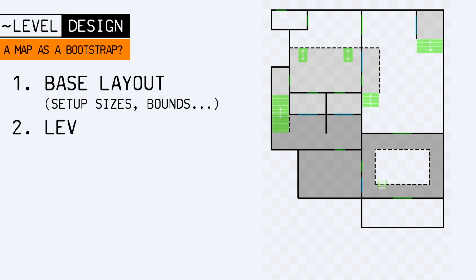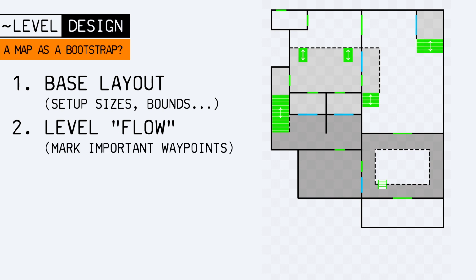Then you'll want to think about the flow of your level. Where are the doors and the windows? Are there stairs or ladders or elevators? The elements you can use might vary depending on your game fiction and aesthetic, but you will always have some items that determine which waypoints the player should go through to progress in the level.